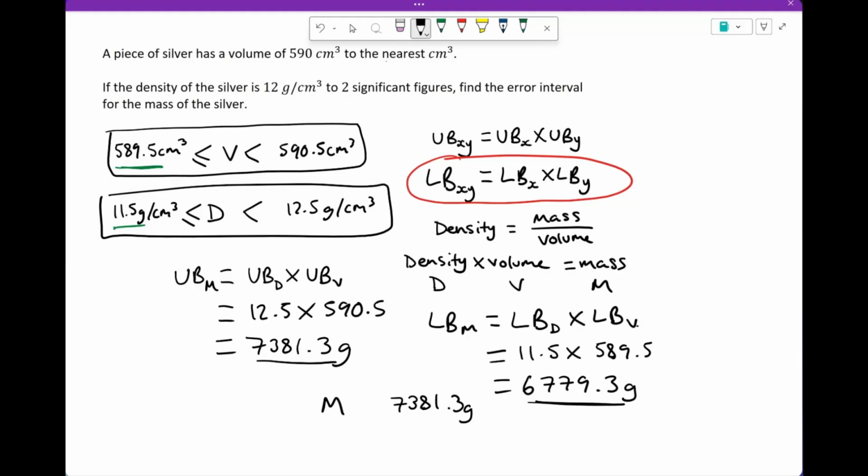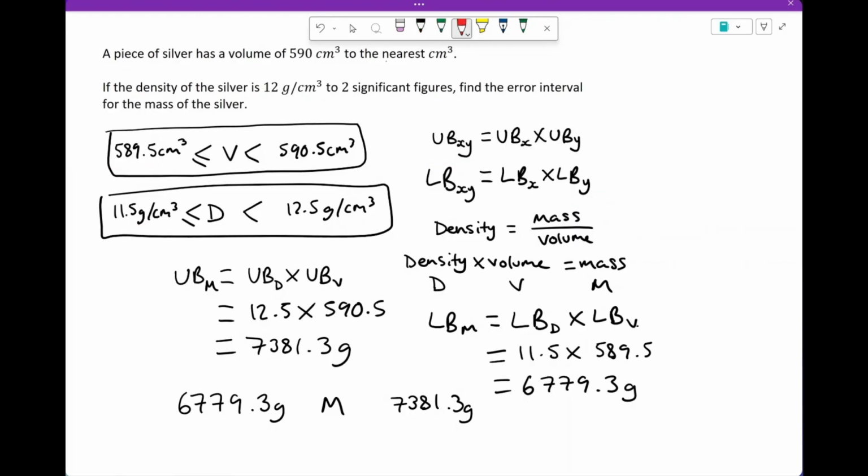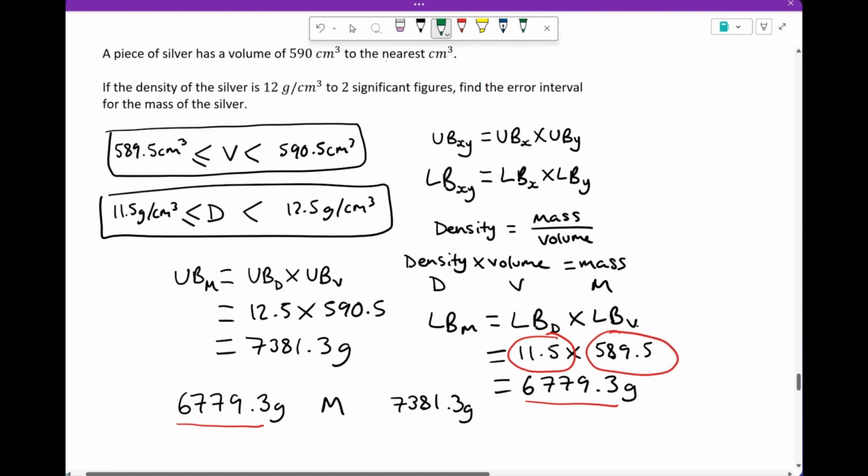So my lower bound is this value. So the 6,779.3 grams. Now we just need to decide on my inequality symbols and whether they're going to be same as ones or not. So let's consider my lower bound first, and let's think about where this came from. So it's written over here, and the calculation for it involved 11.5 and 589.5. So let's go and investigate whether we could actually have those values. So let's start with the 11.5. Well, that is over here. And what you'll notice is we have a same as inequality. Therefore, we can have the 11.5.